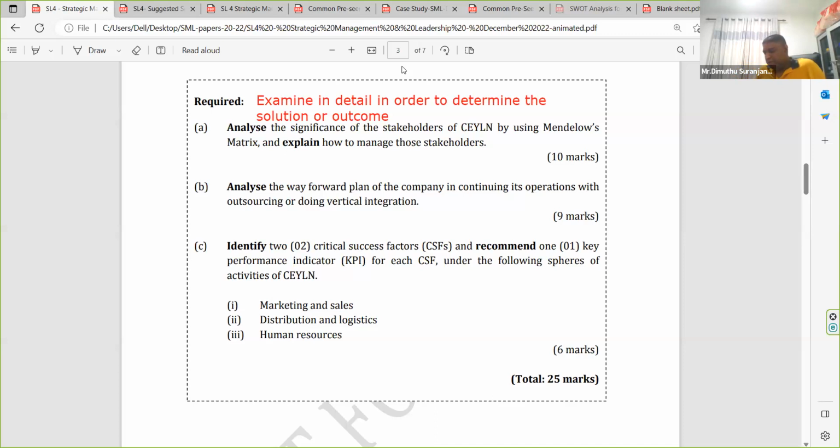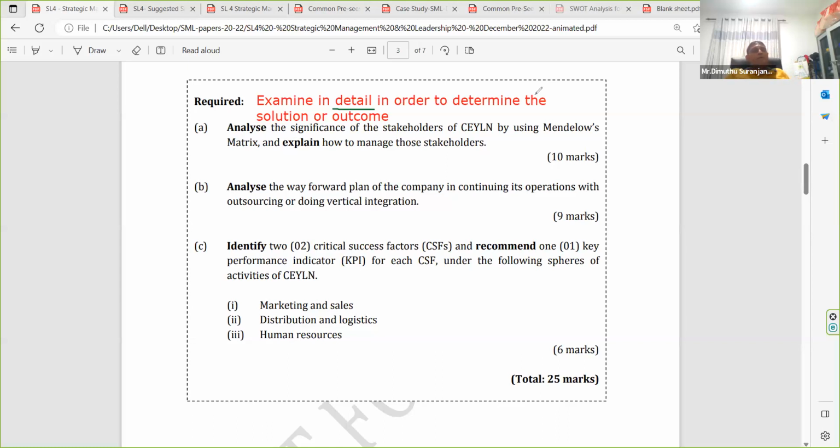So one thing is clear. Your analysis should not be a summary analysis. Your analysis should be a detailed one. That's the first point you want to know here. Since the word analysis is used, it should be a detailed one. Examine in detail in order to determine the solutions or outcome. So we have to look at the stakeholders in detail by using Mendelow's matrix.